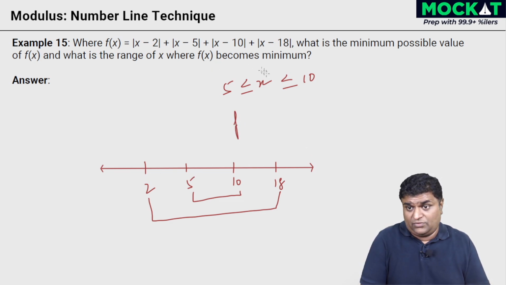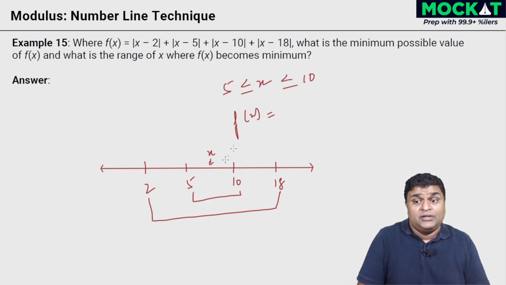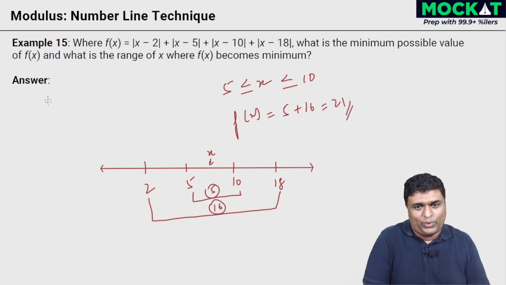But what is the f of x value going to be? Anything you plug in over here, what is the sum of all of this going to be? You do the substitution. I'm not going to spend time there. You can substitute 7 or 8, but your answer is always going to be the minimum, right, if you're picking anything between 5 and 10. The distance from 5 to 10 has to be covered. So that's 5 units. Somebody has to go to 5 and 10. Also, somebody has to go to 2 and 18. 18 to 2, that's 16 units. So f of x is going to be 5 plus 16, the total distance covered. 21 is the answer for the f of x value. And for the x value, it's going to be this range.